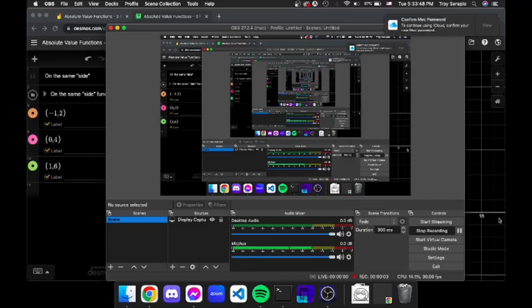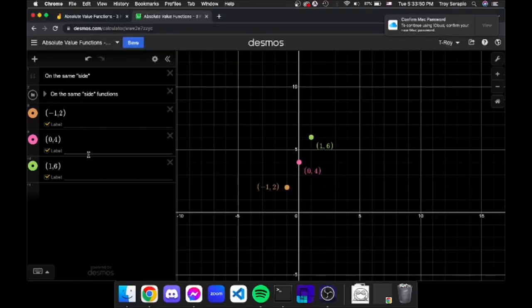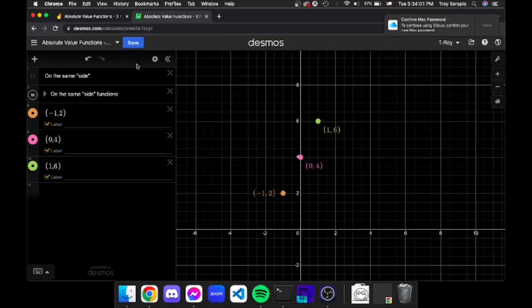What's up, everyone? So this is yet another ORC tutorial, and today we will be covering absolute value functions given 3 points. Alright, so let's start with this kind of edge case that I will call on the same side.